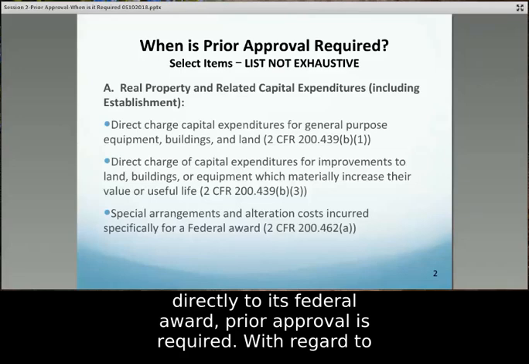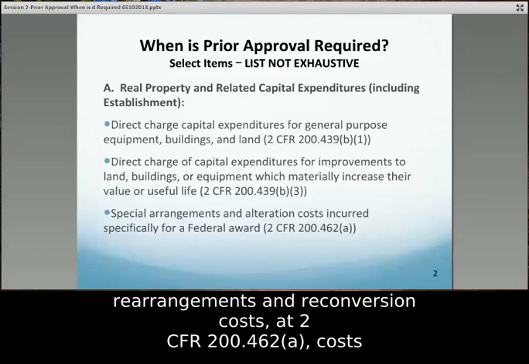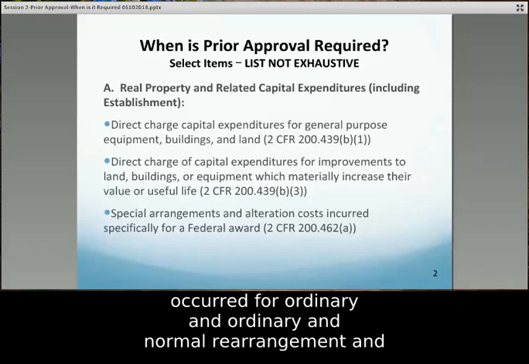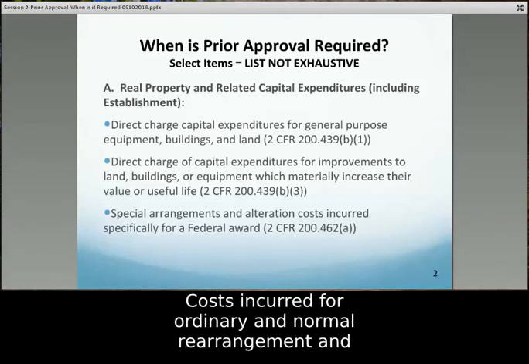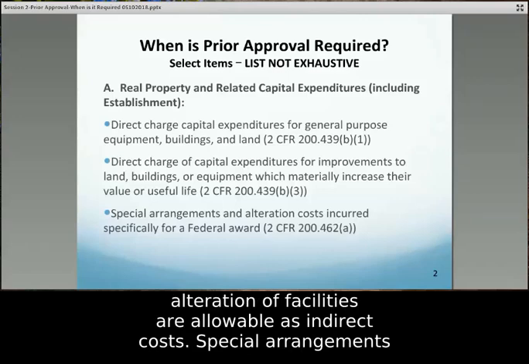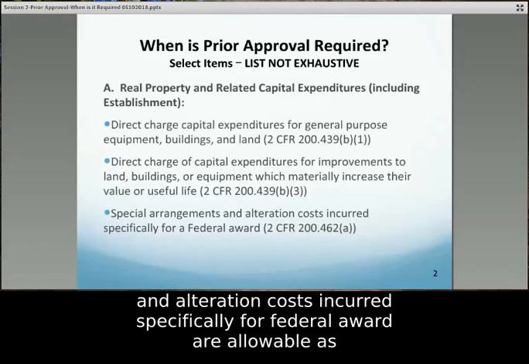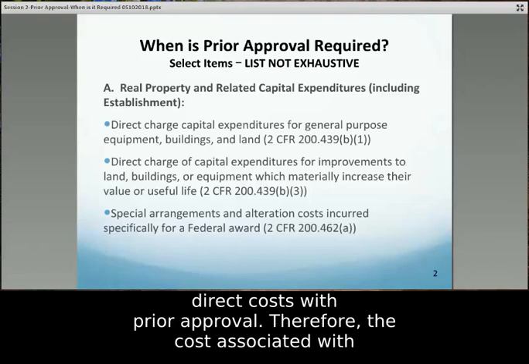With regard to rearrangement and reconversion costs, at 2 CFR 200.462(a), costs incurred for ordinary and normal rearrangement and alteration of facilities are allowable as indirect costs. Let me state that one more time. Costs incurred for ordinary and normal rearrangement and alteration of facilities are allowable as indirect costs. Special arrangements and alteration costs incurred specifically for a federal award are allowable as direct costs with prior approval.